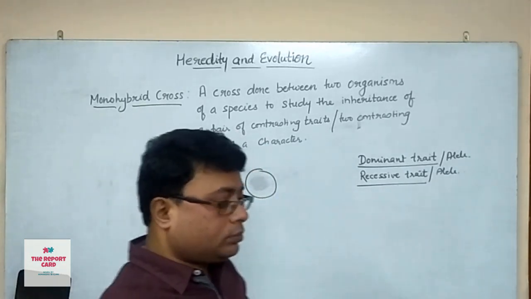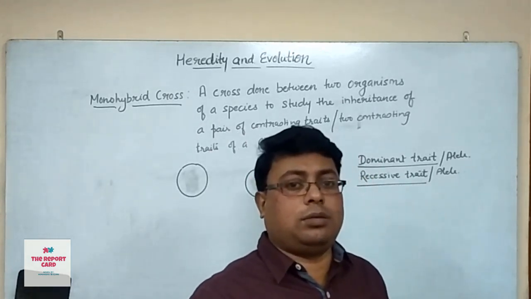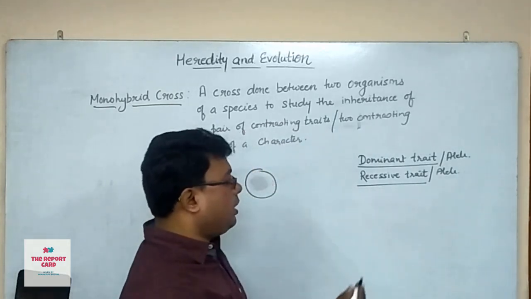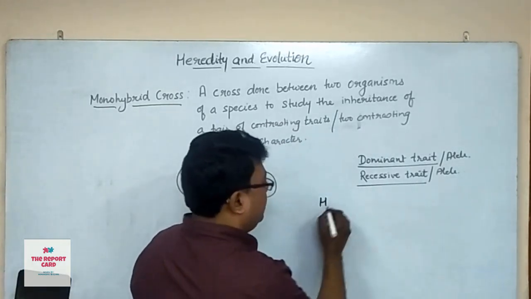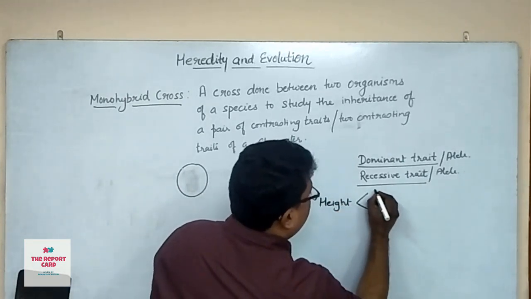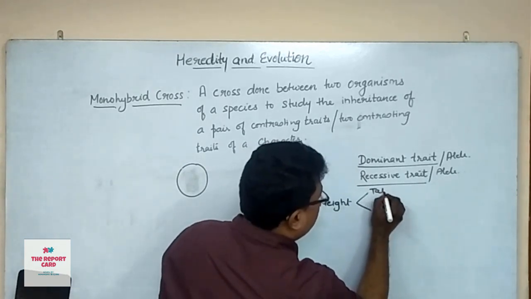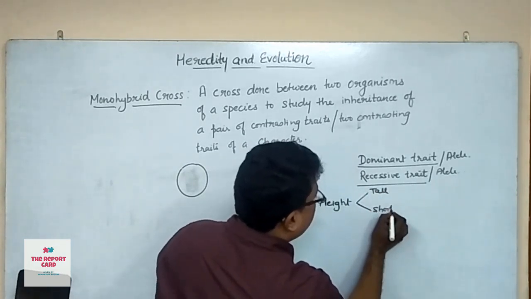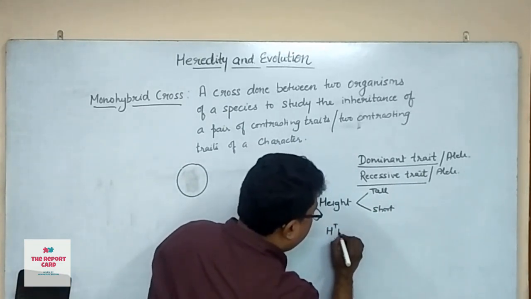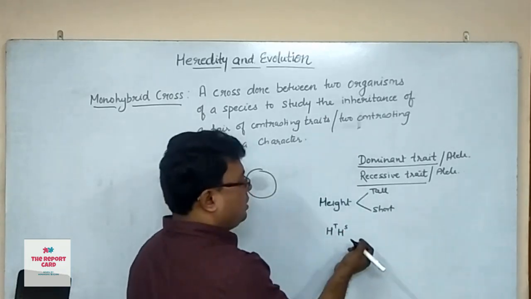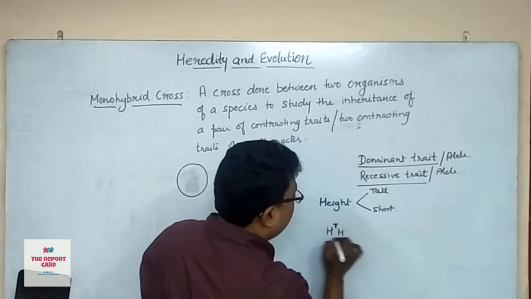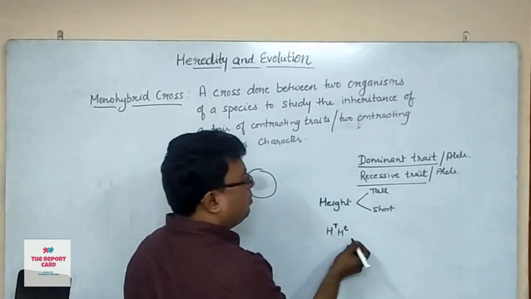For example, in IGCSE, I am also teaching the IGCSE board, usually a trait is, for example, height, which is a particular character. And it has got two traits: one is tall and the other is short. So you can express it like this: HT and HS, or you can express it as H capital T, which would depict the tallness, and H small t, which would depict the shortness.